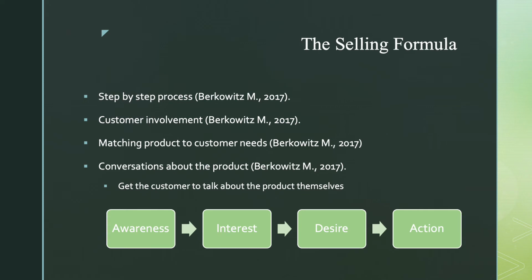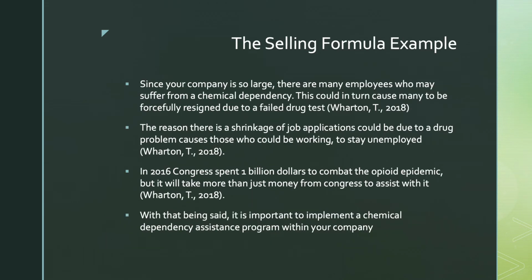The next is the selling formula. It's a step-by-step process that involves customer involvement. It matches the product to the customer's needs. Basically, get the customer to talk about the product themselves, throwing out facts and information, allowing them to have awareness, interest, desire, and action. So with the selling formula, you talk about the product and the company, and you have the consumer talk about the company.